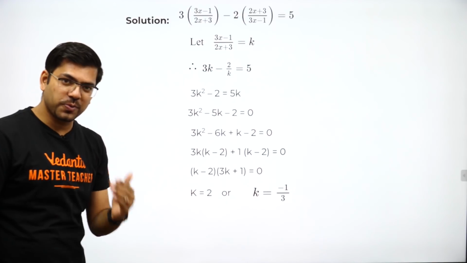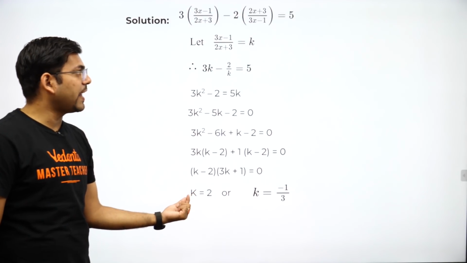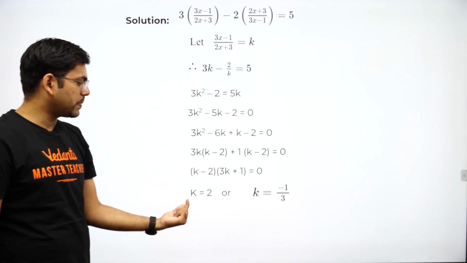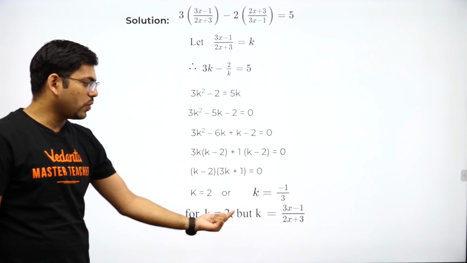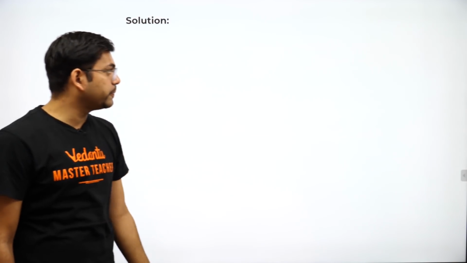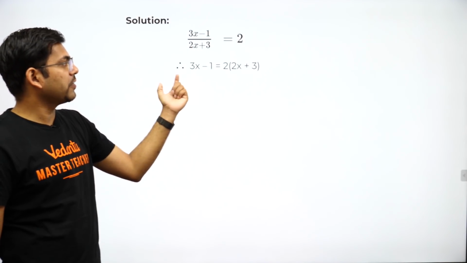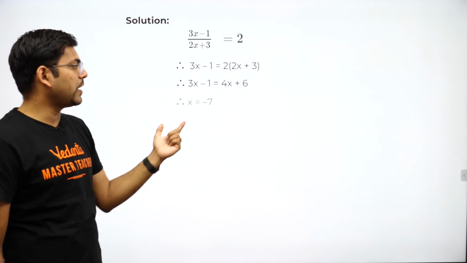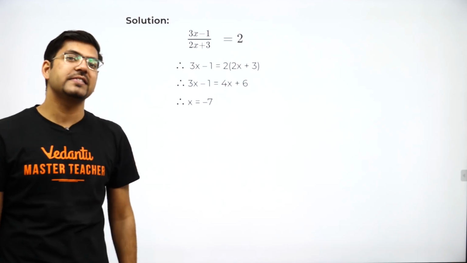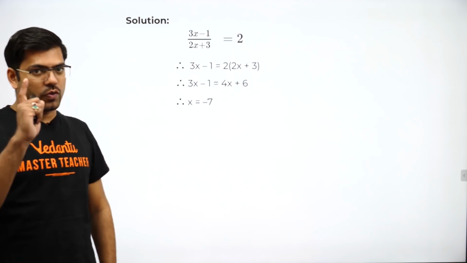Now do remember that you have assumed k equal to 3x minus 1 divided by 2x plus 3. So you will put the value of k: 3x minus 1 upon 2x plus 3 equal to 2. Solving the equation, you will get the value of x equal to minus 7. Now you have got one value.